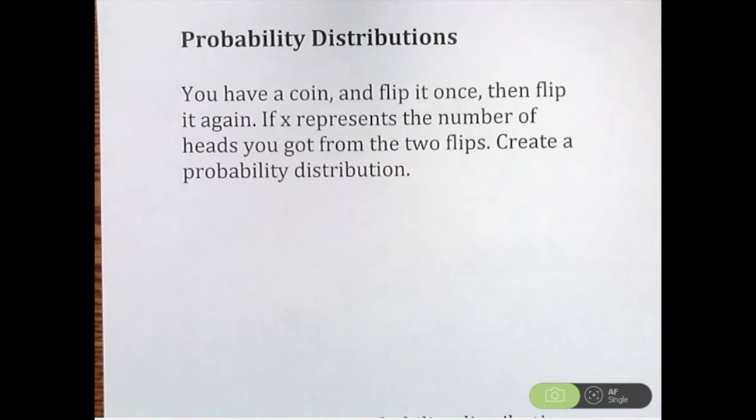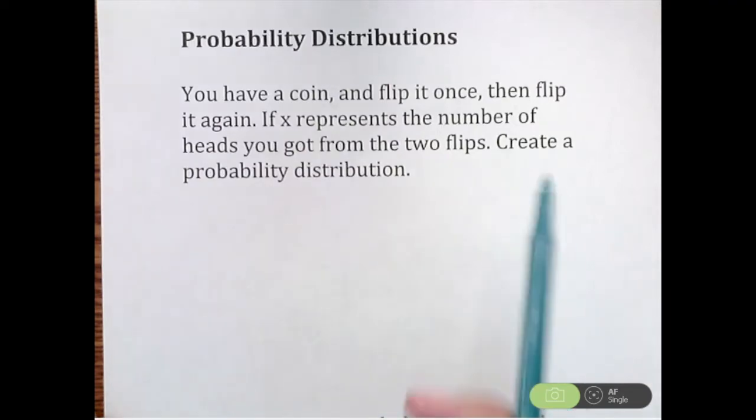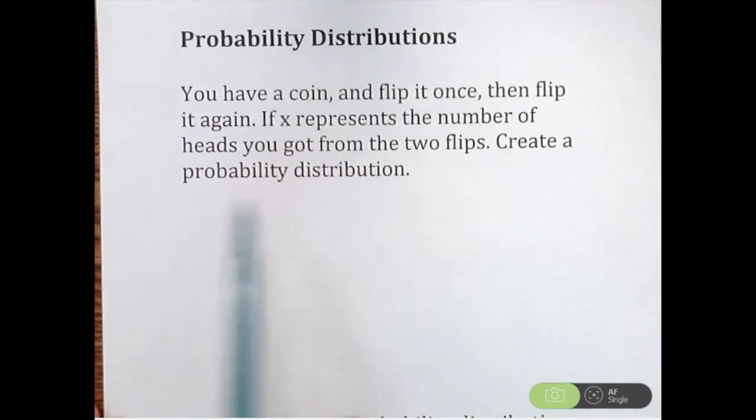Alright, in this video I'm going to talk about probability distributions. So here you have a coin, you're going to flip it once, and then you're going to flip it again. If X represents the number of heads you get from two flips, we need to create a probability distribution. I'll get to what the probability distribution piece is first.